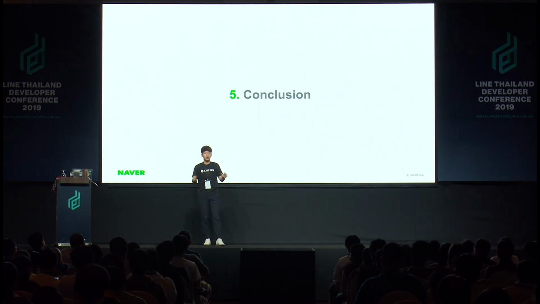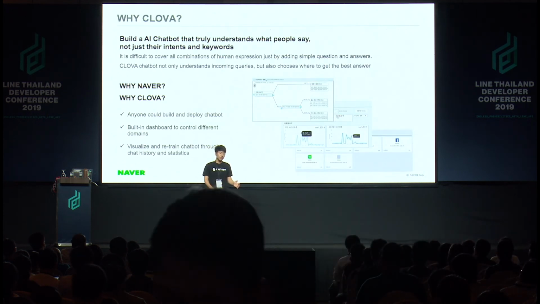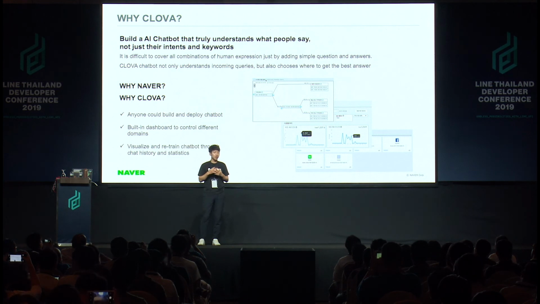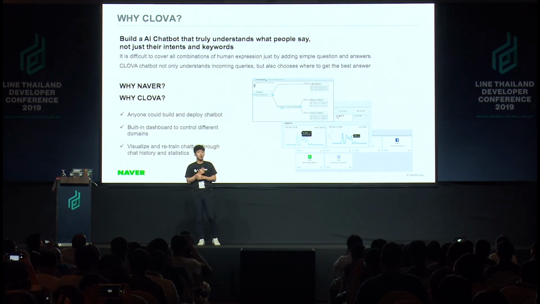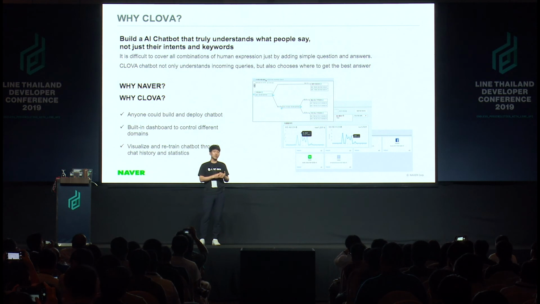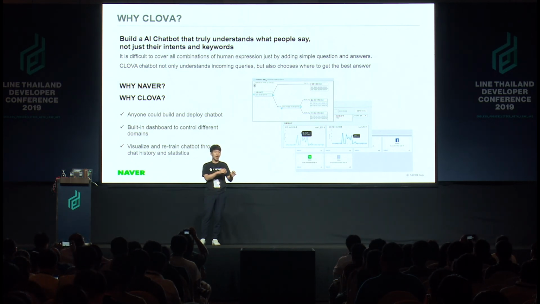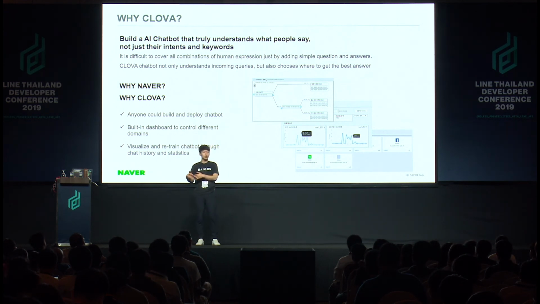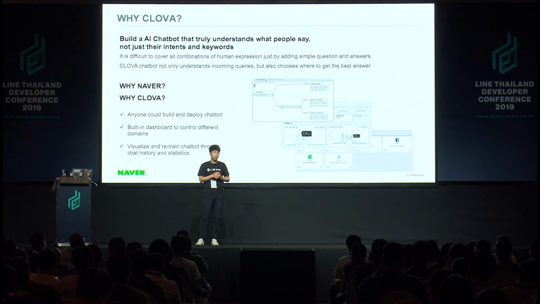So to wrap up my session here, build an AI chatbot that truly understands what people say. It's not just their intent and keywords. If a chatbot just understands intent and keywords and just finds exact match words from the scenario, that's just a rule-based chatbot. But we are very flexible. We are able to understand all different kinds of intentions and all different kinds of keywords using our chatbot.